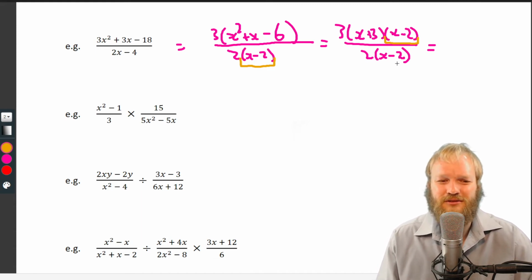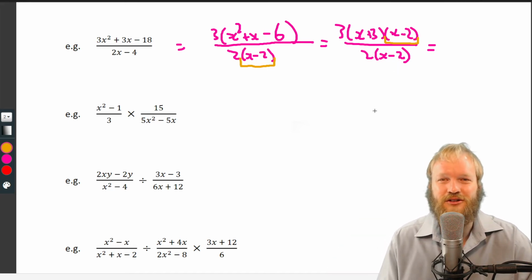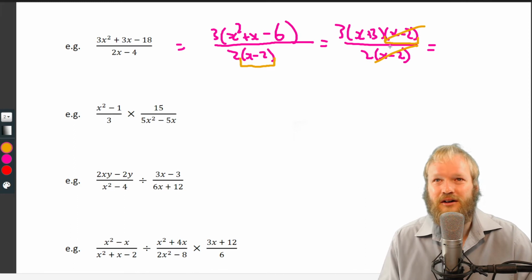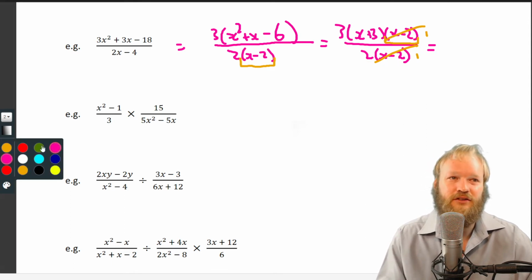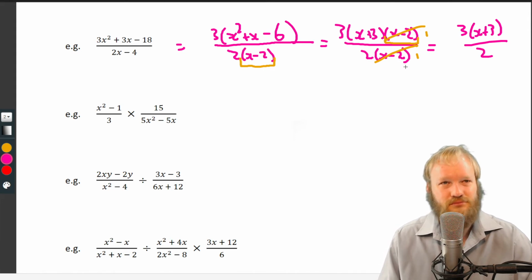That's because these examples and questions have been constructed like that. Of course, given a random expression, that's not always going to be the case, but here we go. Now we merrily do our crossing out, and we understand what we're doing mathematically: x minus 2 goes in there once, x minus 2 goes in there once. Therefore, we've got 3x plus 3 over 2. That's all we can do.